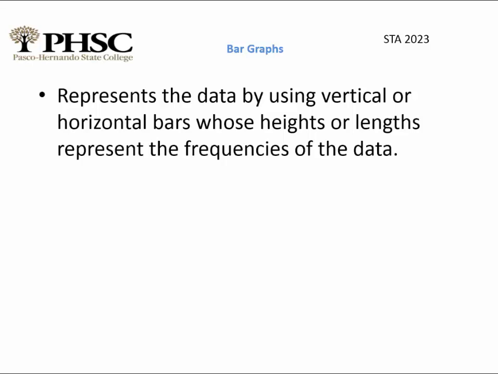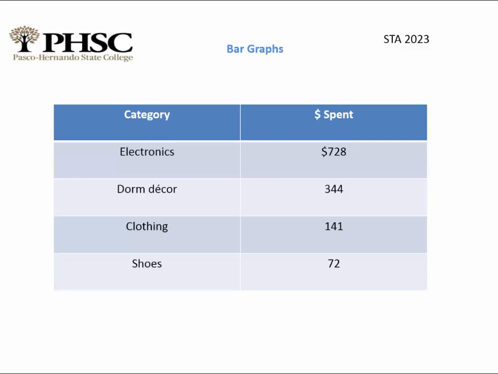And the bar graph just represents data by either using vertical or horizontal bars. And the height or the length represent the frequency of the data. And the data that we're going to use is how much money freshmen spend on certain categories the first year of college, right? So we have electronics, dorm decor, clothing, and shoes. So we're going to go ahead and represent this data in a bar graph.